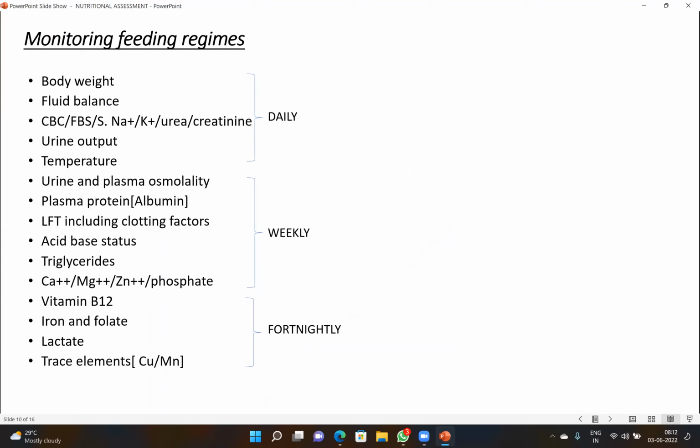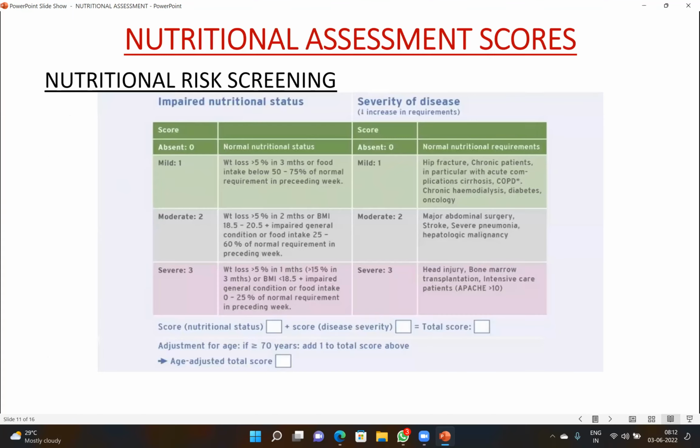Urine and plasma osmolality, plasma protein, especially albumin, LFT, including clotting factors, triglycerides, acid-base status, calcium, magnesium, zinc, phosphate. They should be measured weekly. Vitamin B12 status, iron, folate, lactate, and trace elements like copper, manganese, they should be measured fortnightly, 15 days.